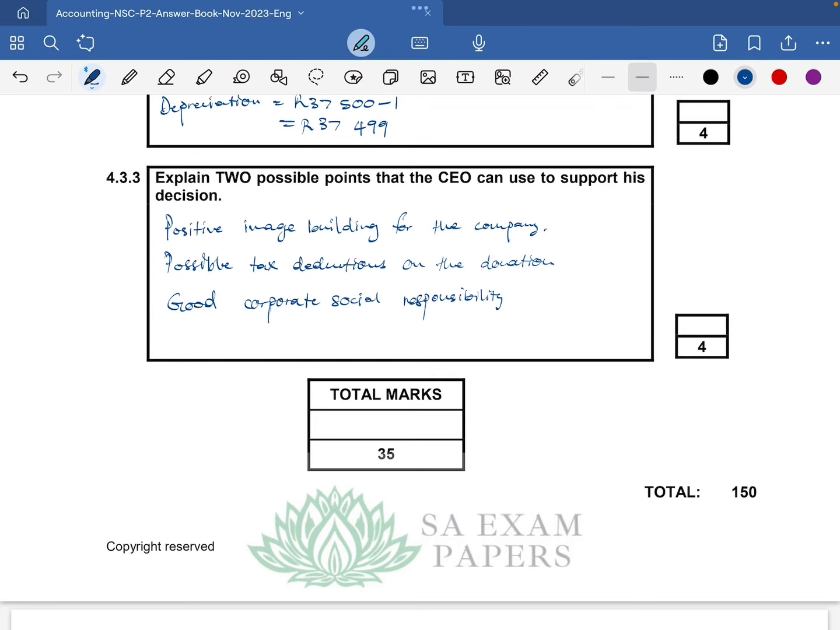So that is the end of our fixed or tangible assets question for the 2023 November paper 2 accounting.